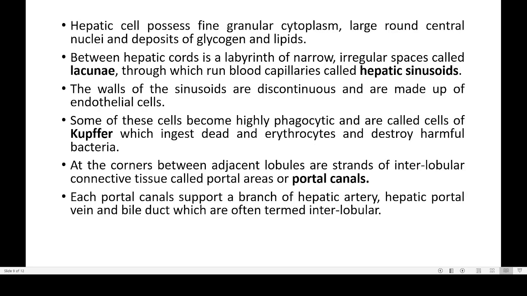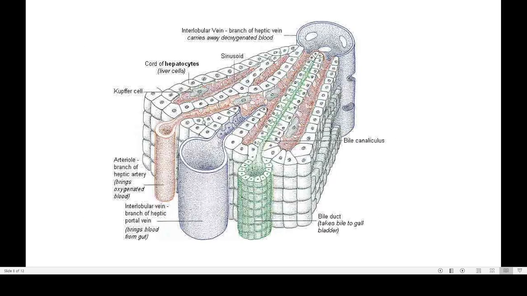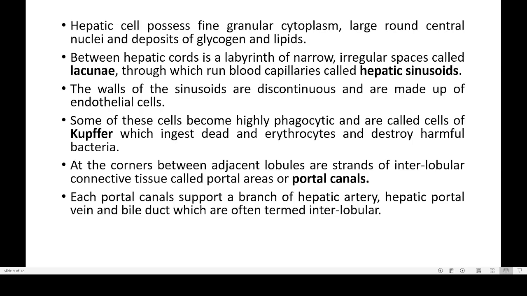Then we have another type of cell known by the name Kupffer cell, and their function is to ingest or eat the dead cells as well as erythrocytes or RBC, and destroy the harmful bacteria that may be entering into the liver. So that is another kind of cell known by the name Kupffer cell. Here you can find that. This is the Kupffer cell. So Kupffer cells will be feeding on bacteria, and also feeding on RBC as well as some other kinds of cells.